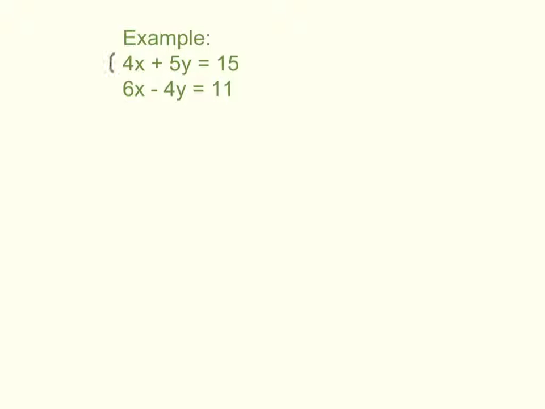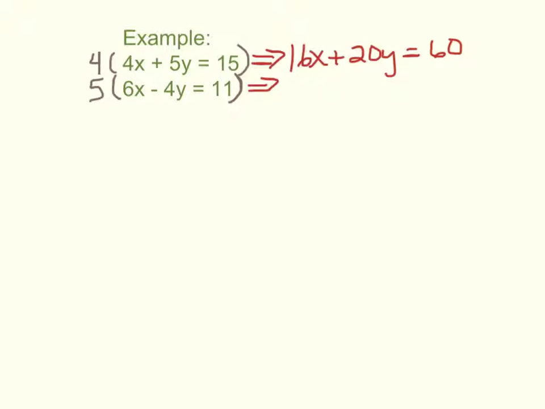So I'm going to go ahead and multiply my top equation by 4, and then my bottom equation by 5. So when I do that, this is going to become 20y, and this is going to become negative 20y. So then they'll cancel out. When I multiply this through, I get 16x plus 20y equals 60, and I get 30x minus 20y equals 55. So I've got what I need, 20y and negative 20y.